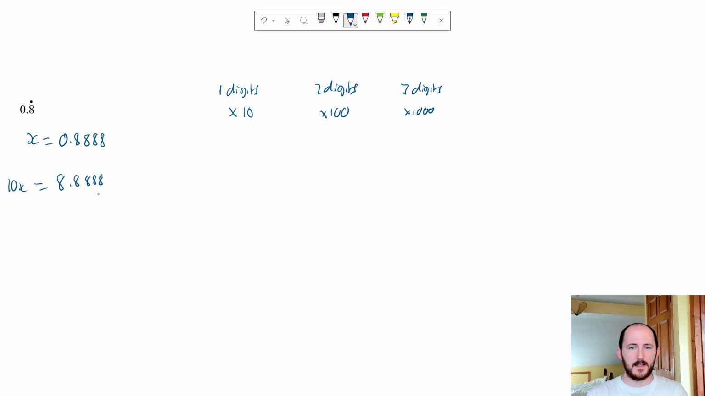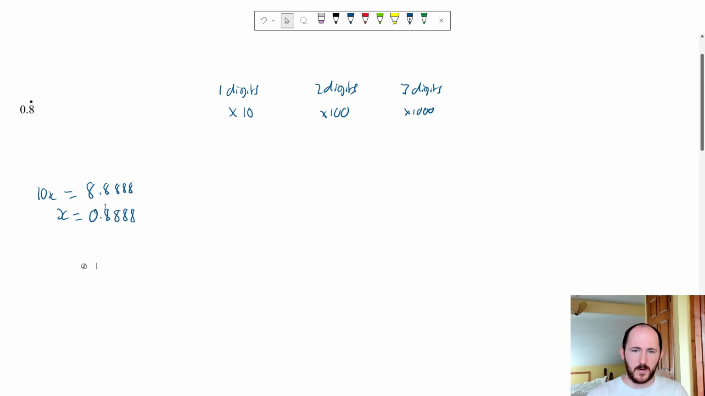8.8888 recurring. Now, if I put these on top of each other quickly, so I'm going to leave the 10x here, I'm going to move the x over here. You might notice that after the decimal point, these 8s are all the same, they match up, which is the whole point of doing this. So we're going to subtract the two now. That means 10x minus x gives me 9x, and if you notice, we're going to have 8 minus 8, 8 minus 8, 8 minus 8 going on forever. So that's just 0, so we've gotten rid of the recurring decimal now. And we have 8 minus 0, which is 8, which means x is equal to 8 over 9.